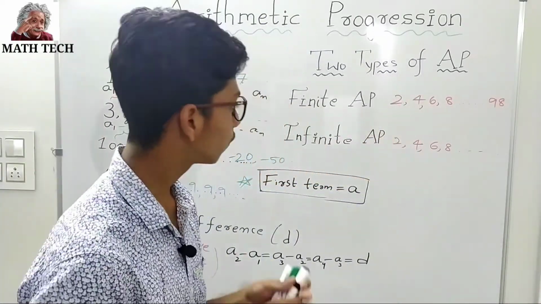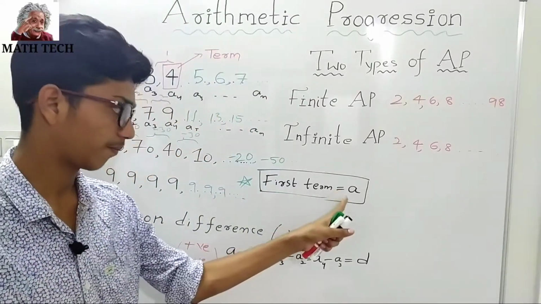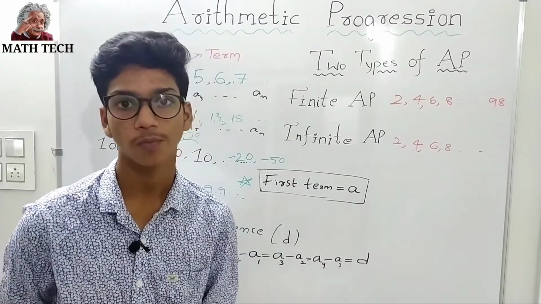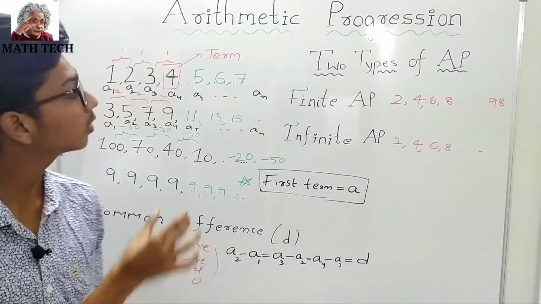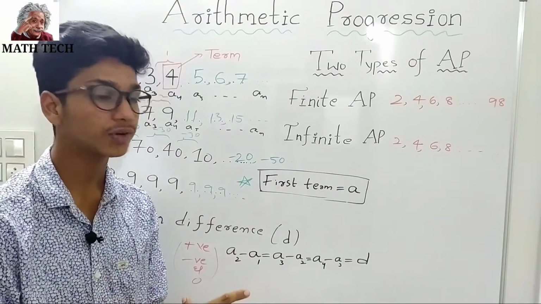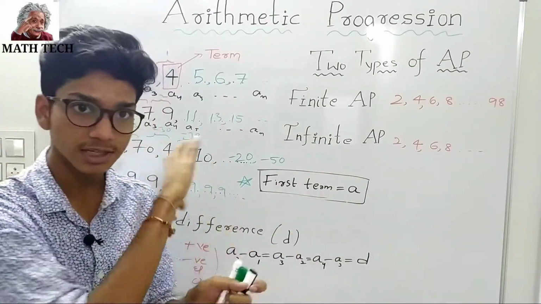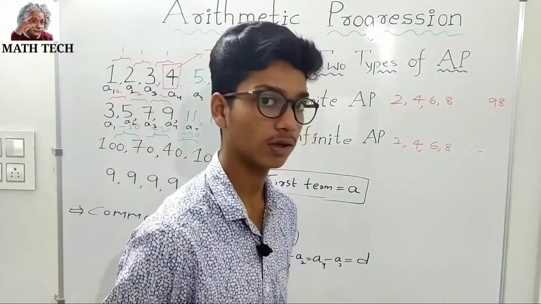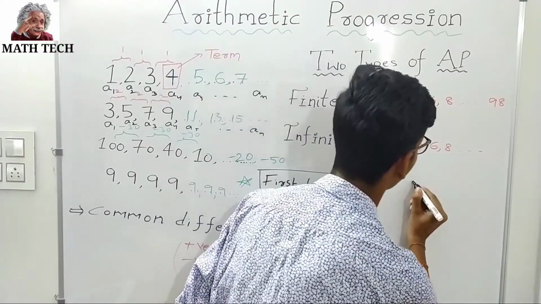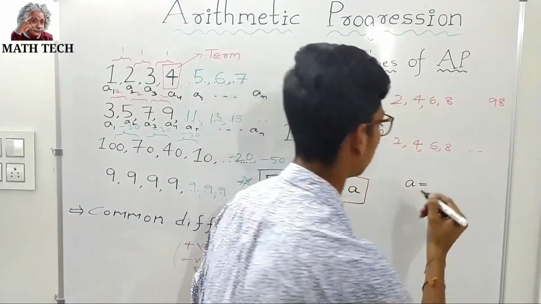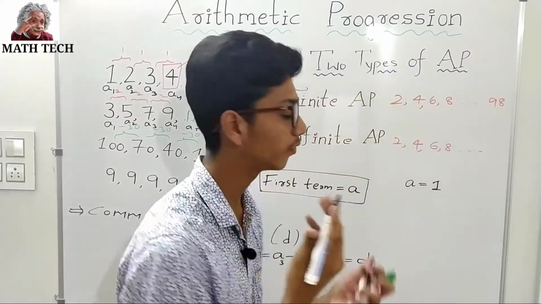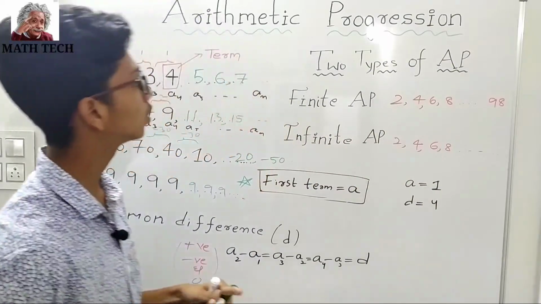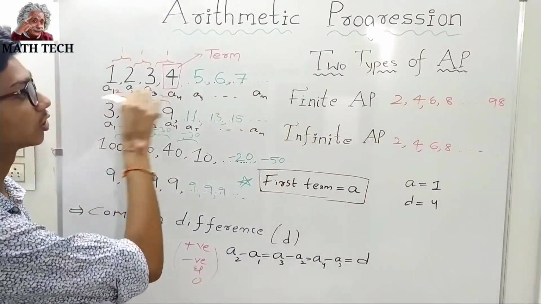If I give you the first term a, can you find the arithmetic progression? No, because we should also know the common difference. If you know the first term and the common difference, we can find the series of the arithmetic progression. So assume I have given you the first term, which is 1, and the common difference is 4. Can you now find the arithmetic progression, the series?